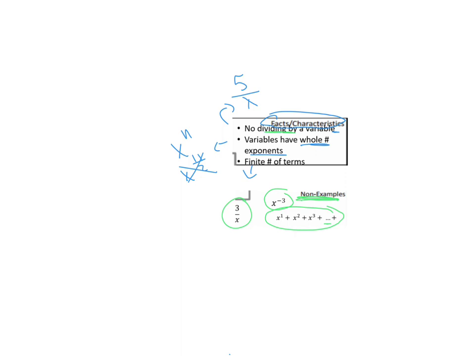So you can't have dividing by a variable. You have to have whole number exponents. Okay, you can't have something that's not a whole number. And you have to have a finite number of terms.